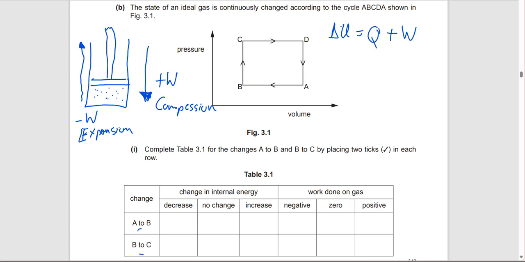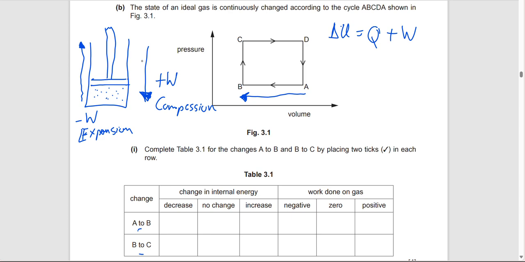Right. So let's think about it. Look at the graph here. From A to B, it is this route here. What's happening? We are changing volume at constant pressure. And how are we changing? It's decreasing. So we are doing work on the gas, right?